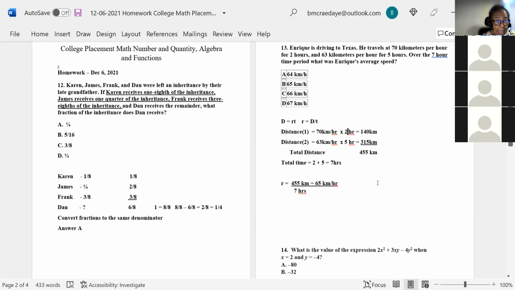But to get the average, you've got to get total distance and you've got to get total hours. Okay, let's take the underline out here. So 65 is what choice? B. B, okay. Answer B.